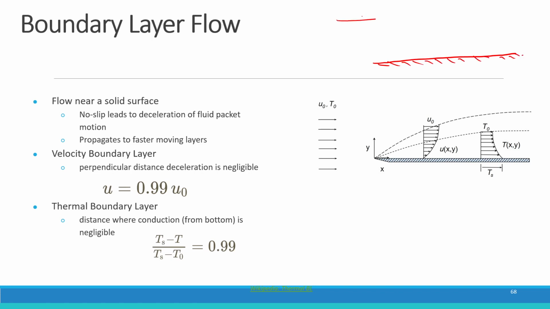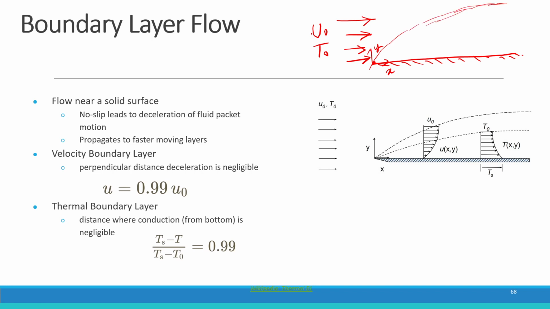Let's just assume that we have a fluid that is going in this direction with velocity u0 and temperature T0. At this edge, let's call it the origin or the leading edge. This is the x direction, this is the y direction. So a boundary layer of such shape would be formed.